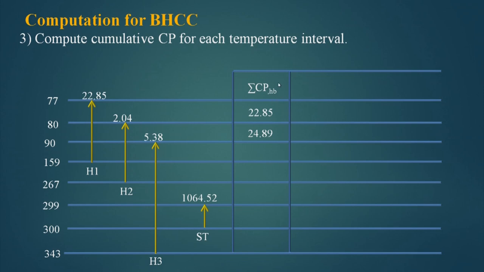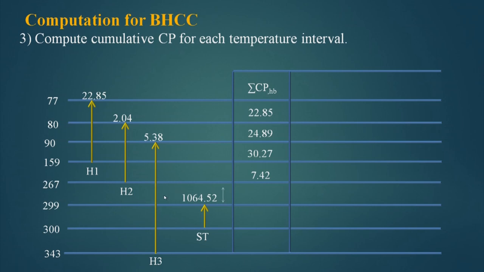So, the summation Cp Hb will be the summation of all these three quantities. So, we see here the Cp value is 30.27. Here, from 267 to 159, only two hot streams are available. So, summation Cp will be 2.04 plus 5.38, which comes out to be 7.42. In this temperature interval, only H3 is working.